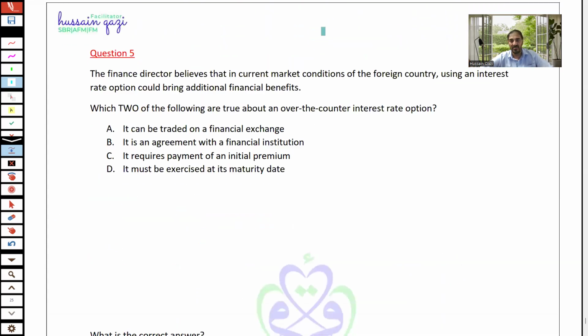Now question number 5. Please read it carefully.